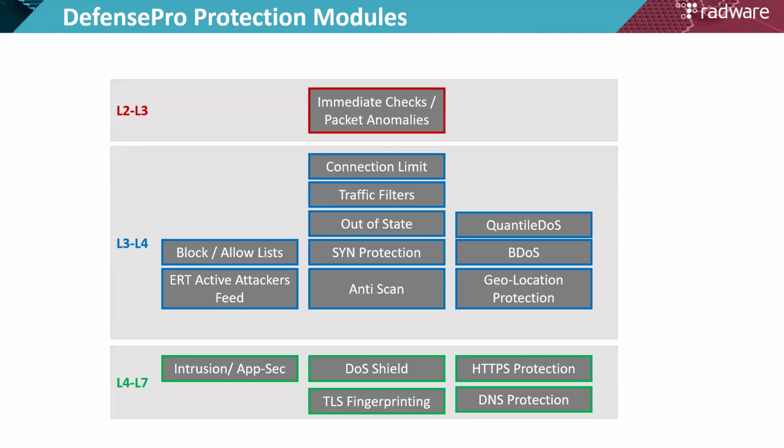So, let's start with packet anomalies. As you know, it is enabled by default and it is put under block and report mode. What are packet anomalies? Anything which is not complying with the RFC is a packet anomaly, and it is immediately getting dropped by DefenseFlow. And it is enabled by default globally. So that is the first part.